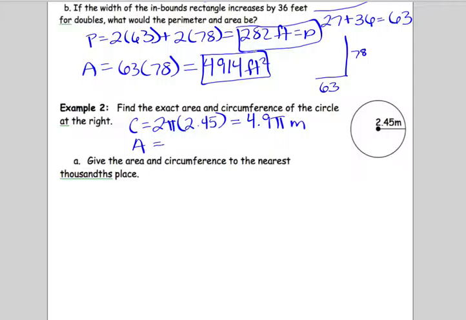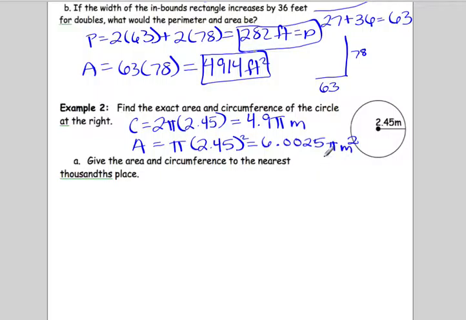The area is pi r squared. So pi times 2.45 squared. So when we square 2.45, we get 6.0025. Don't cut any of that off. And then pi. If we cut any of those decimals off, it would no longer be an exact answer. So this is our exact answer for our area.